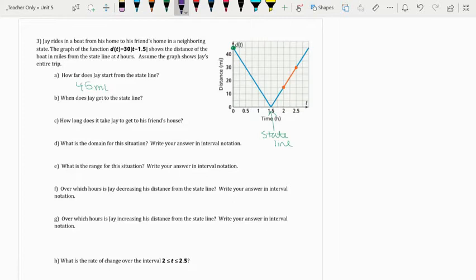Then it says, when does Jay get to the state line? Well, again, this is our state line. So he would get there at 1.5 hours. Then it says, how long does it take Jay to get to his friend's house? Okay, well, his friend's house is all the way over here, because he's going to the state line and then back to his friend's house.